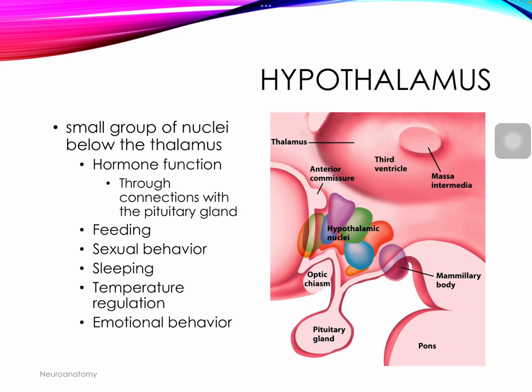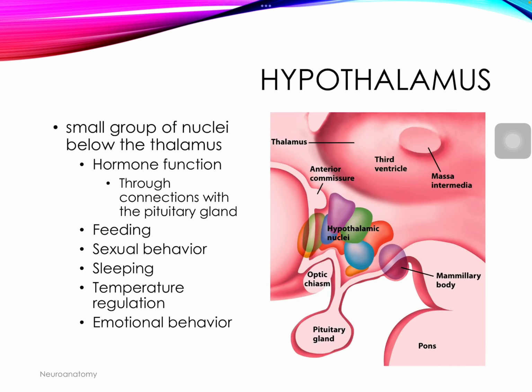Now, the hypothalamus, which is located below the thalamus, is a group of nuclei. This is really important for hormone function. This is really important for the communication to the pituitary gland. It has connections to the pituitary gland, and we'll talk more about those connections later. The hypothalamus is the floor of the third ventricle, and as you can imagine, is situated right below the thalamus.